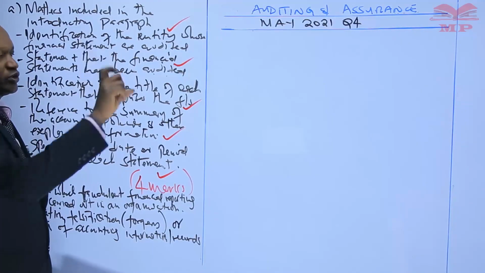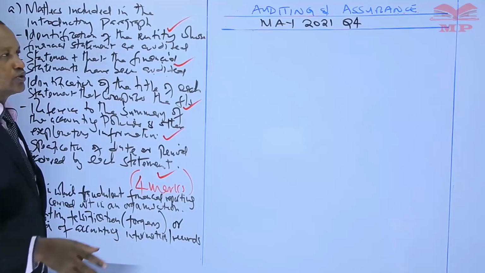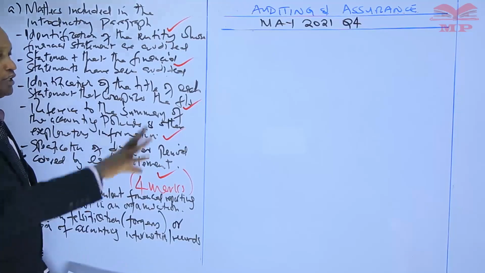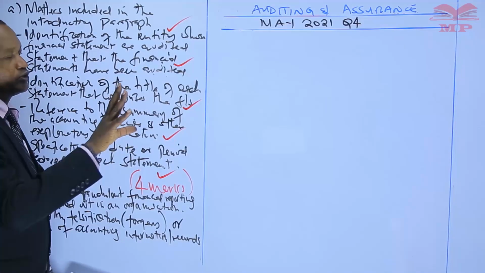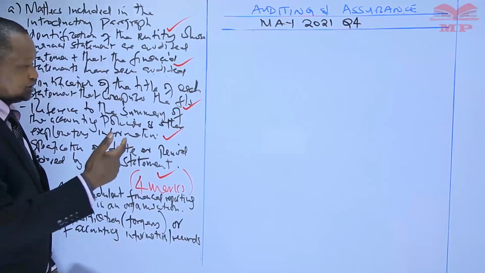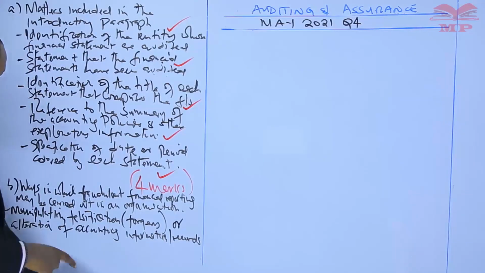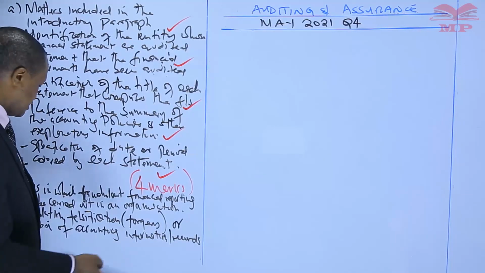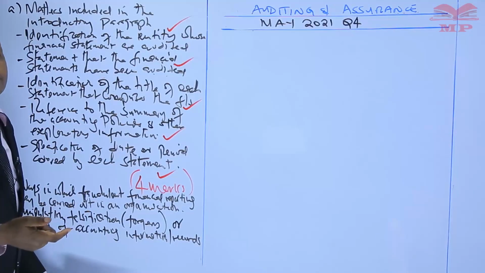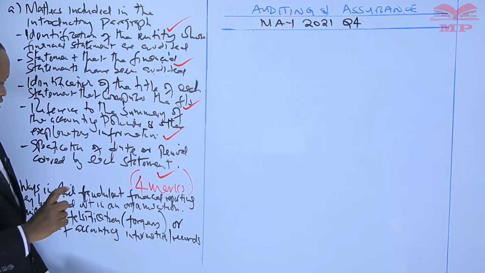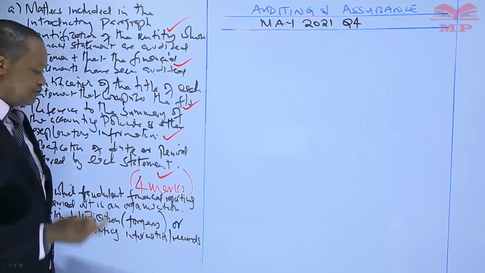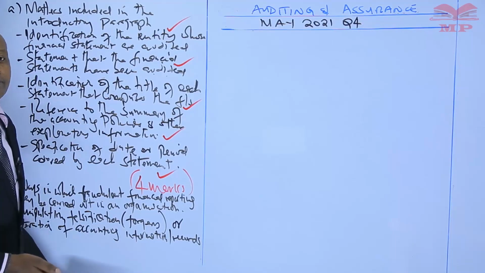Because financial statements are totals of assets, totals of liabilities, totals of equity, interest, and so on. The totals are put together based on accounting information and records, based on source documents, and so on. So the manipulation, falsification, forgery, or alteration of accounting records or documents can amount to fraudulent financial reporting. That's one way in which fraudulent financial reporting can be perpetrated.